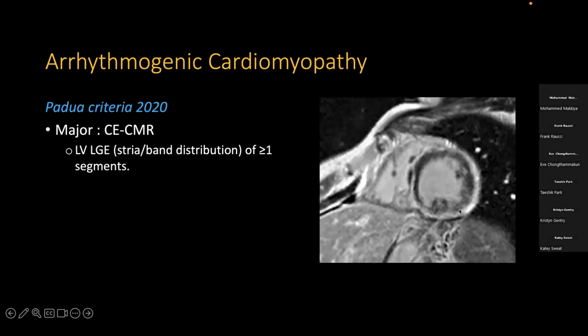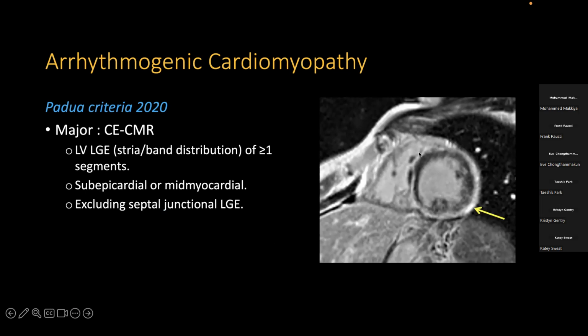Like here, it's more pronounced. So this is a patient with LGE. It's a ring-like morphology. They call it a stria or band distribution, a subepicardial pattern involving the lateral wall, septal wall, and inferior wall, more than 1 segment, excluding the septal RV insertion sites, because RV insertion site enhancement can be seen in the normal population. So they excluded that enhancement. This is one of the features. And the other thing is the LV function is preserved until late in the disease.